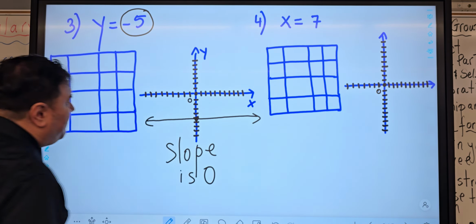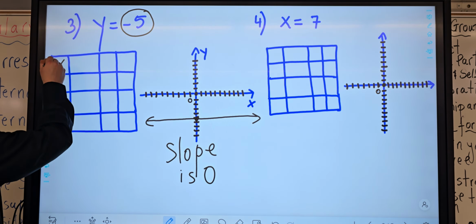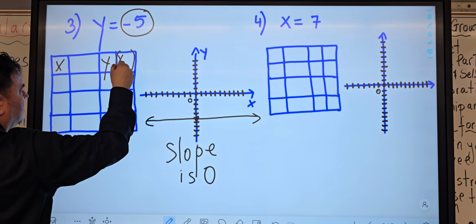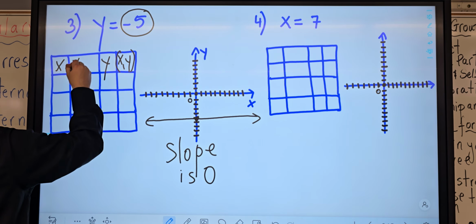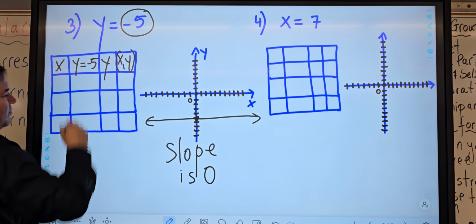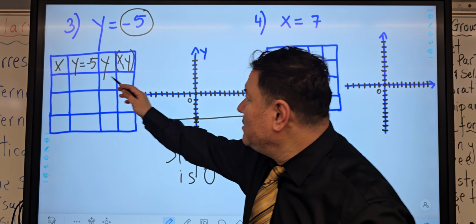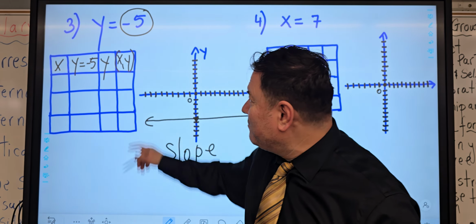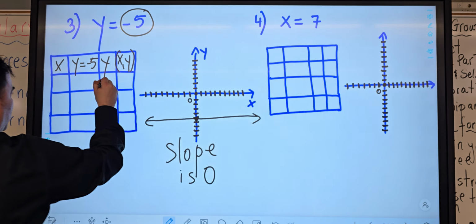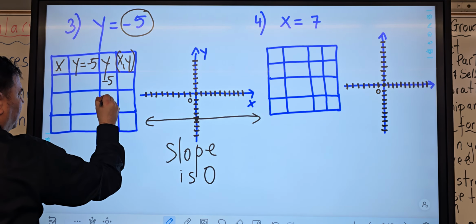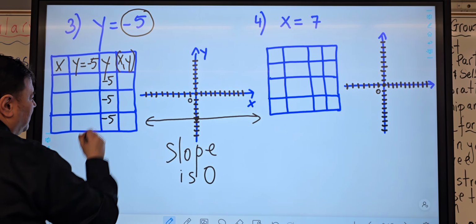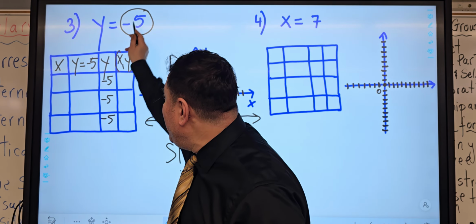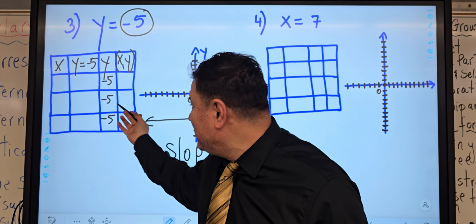But let's create a table of values. The same thing. We have the x values, the y values, and the ordered pair. X, y, and then the equation y equals negative 5. Which one of these is negative 5, the x or the y? And of course, the y is negative 5. So whenever you see the y, you just put negative 5.